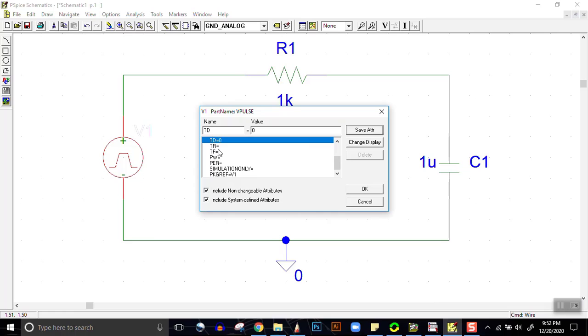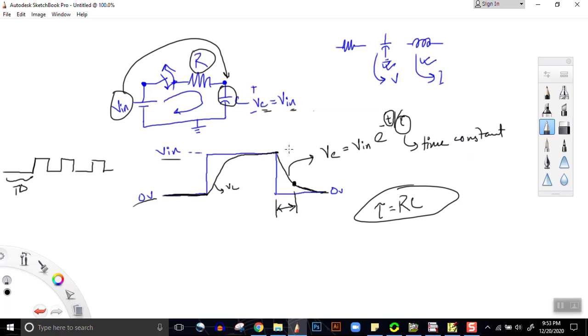Then we have some other parameters, TR and TF. What are TR and TF? Ideally the pulse is supposed to be like this, that is, it goes abruptly up and then it comes abruptly down. But practically when you apply it in a circuit, the pulses are a little skewed. That is, they don't go up abruptly and they don't come down abruptly. So this time over here is the rise time, TR, and this time over here is TF. TF is fall time, TR is rise time.